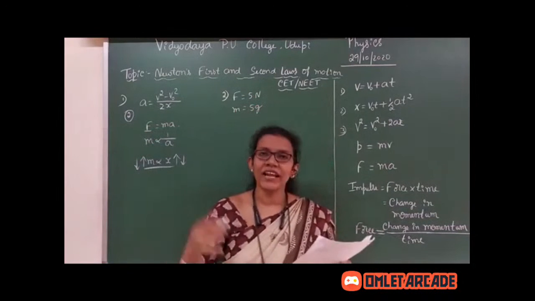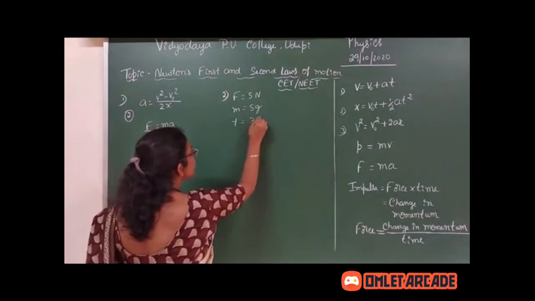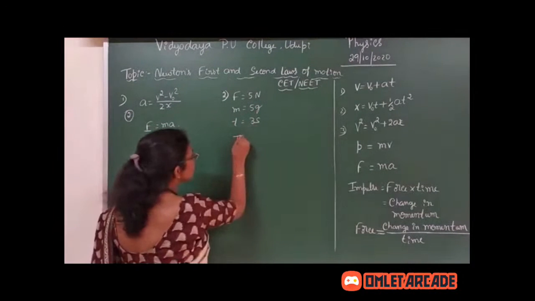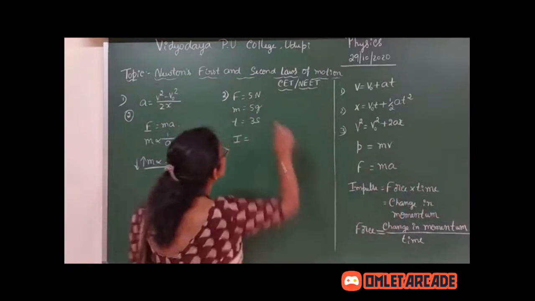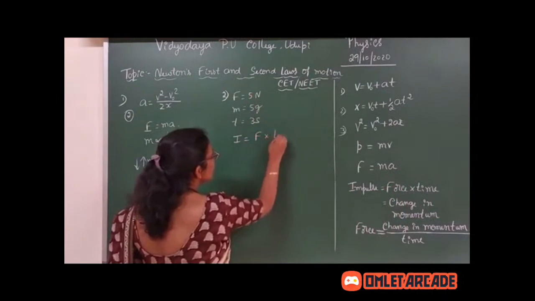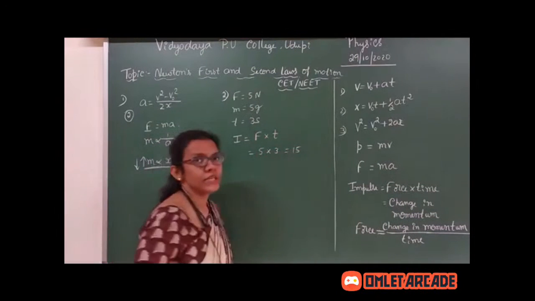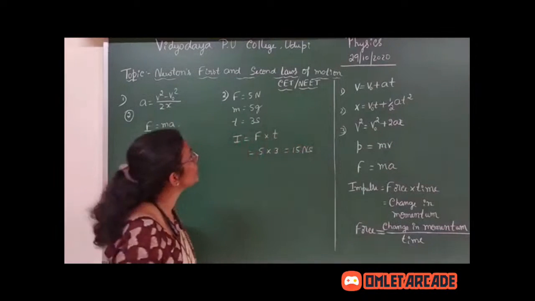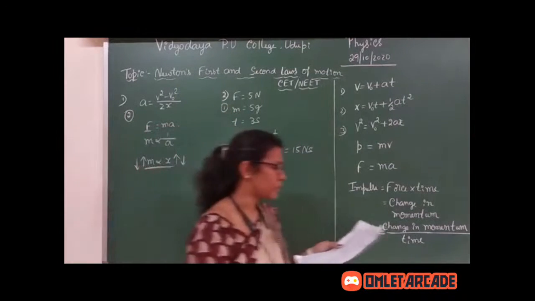It is at rest, that means the initial velocity is 0. The time interval is 3 seconds. What we have to calculate? We have to calculate the impulse. So impulse is equal to force into time. So force into time, that is equal to 5 into 3, answer is 15 Newton second. So the right option for question number 2 is the first one. First one is the right option.